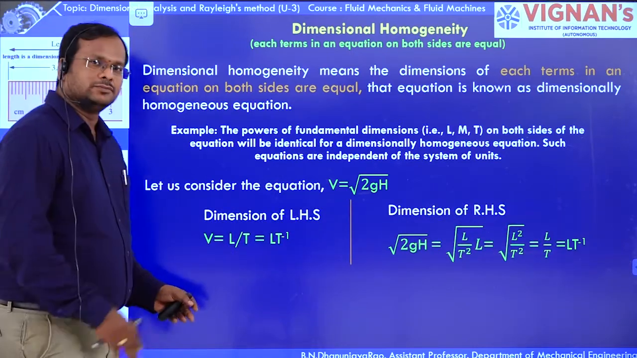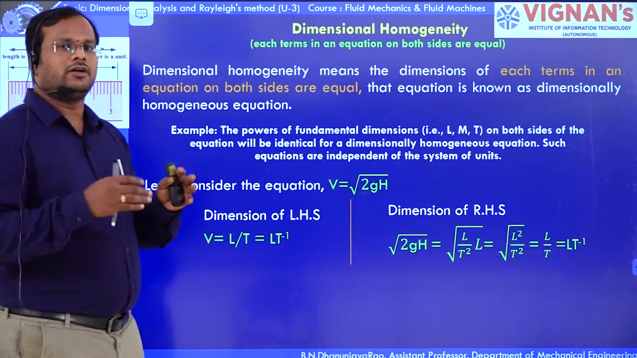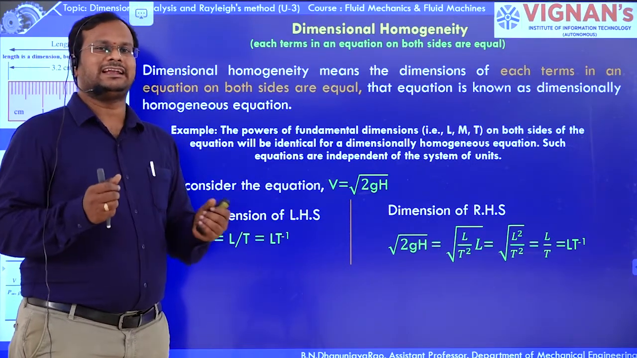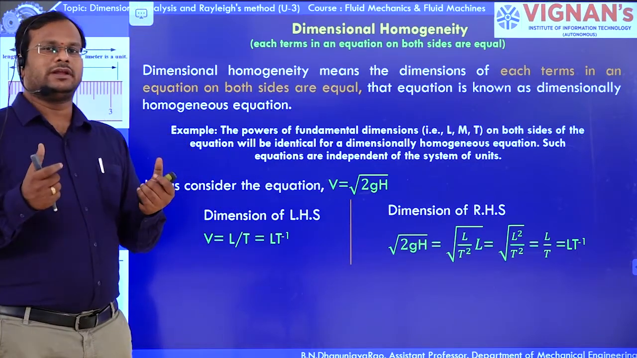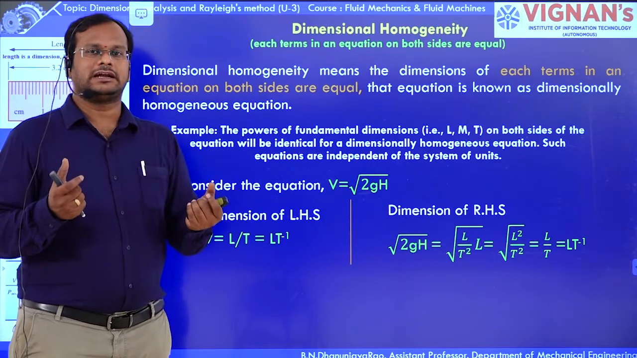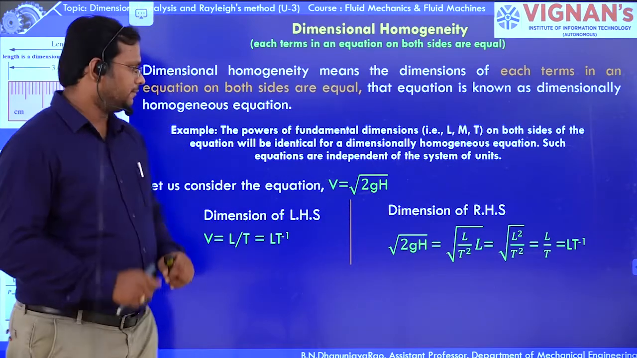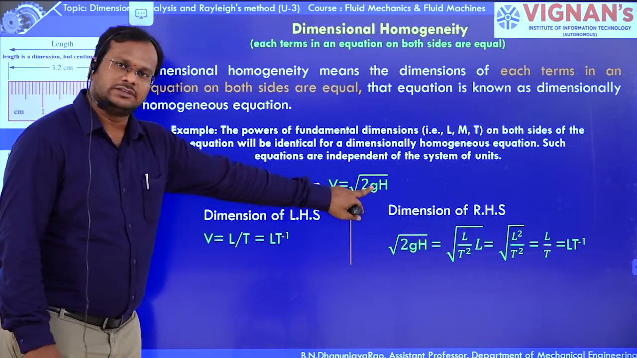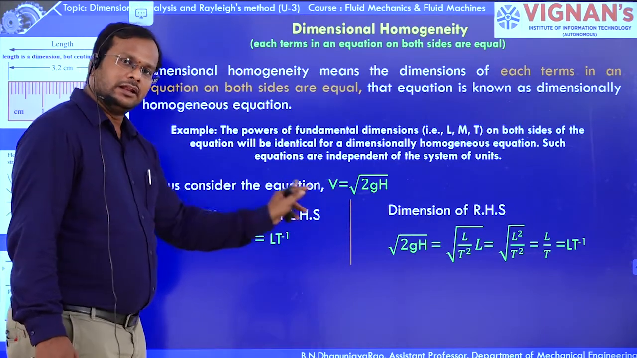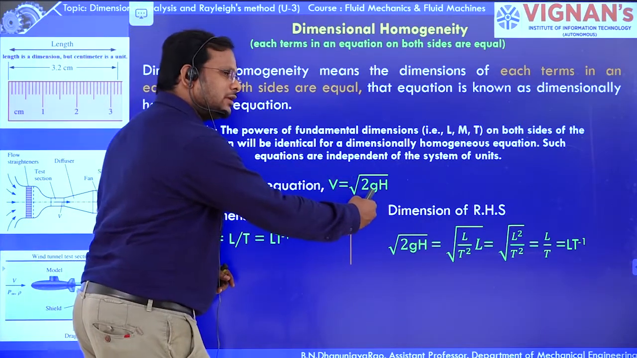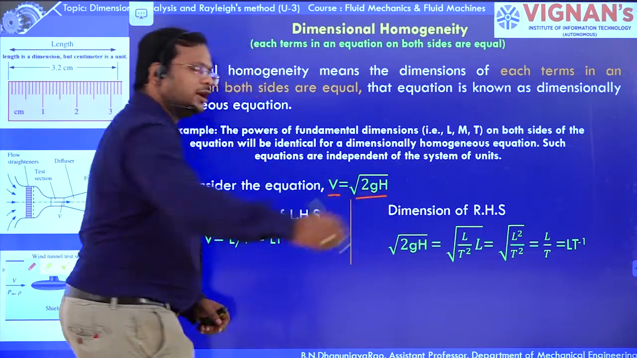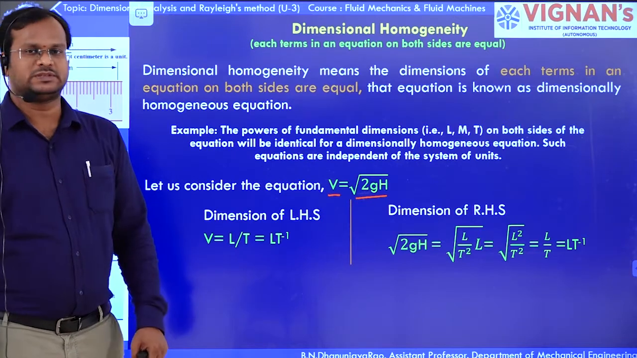When it comes to dimensional homogeneity, we already said that the powers of the fundamental dimensions of a particular phenomenon in an equation should be equal. Take V is equal to root 2gh. There is a variable on the left side and a variable on the right side. On the left side we have variable V, and on the right side we have root 2gh.